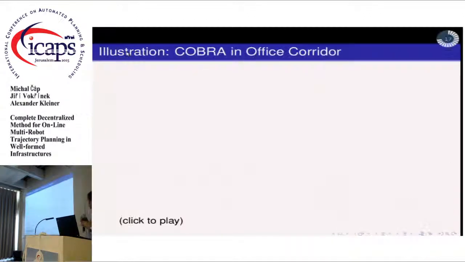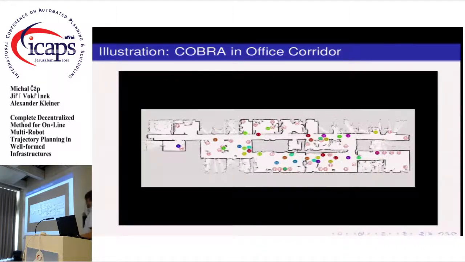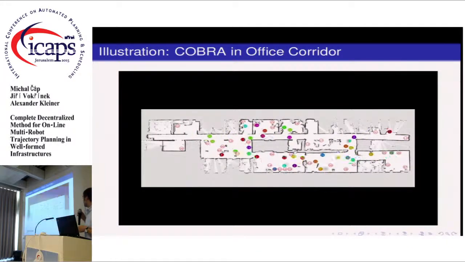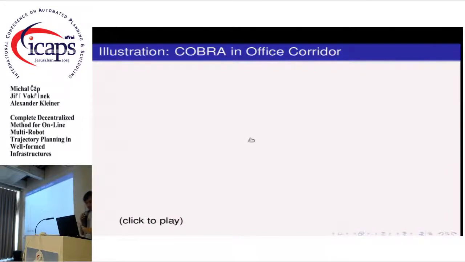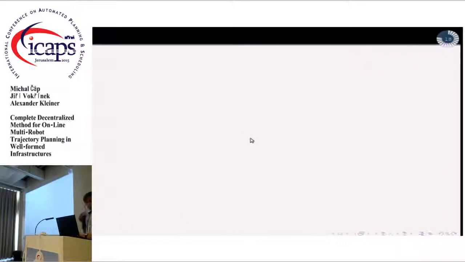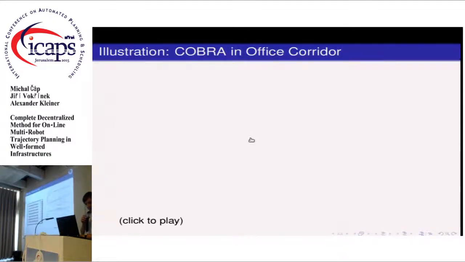Here is an illustration of how the system works and how it looks in action. So here you see the robots. The red circles are the current destination for one of the robots. When the robot reaches its destination, we just generate another destination for the robot just to keep it moving. Okay, so that was an illustration in the office environment.